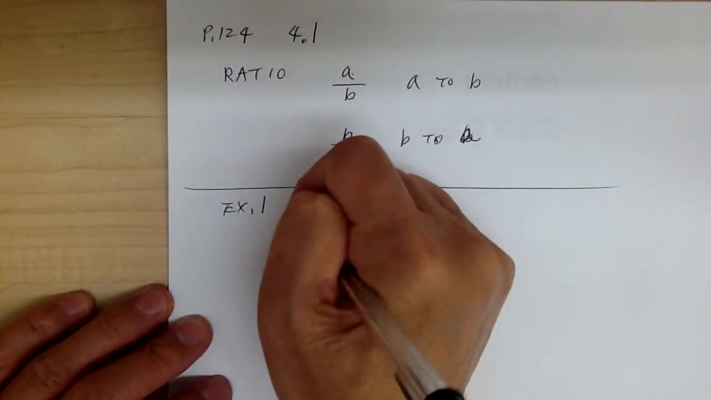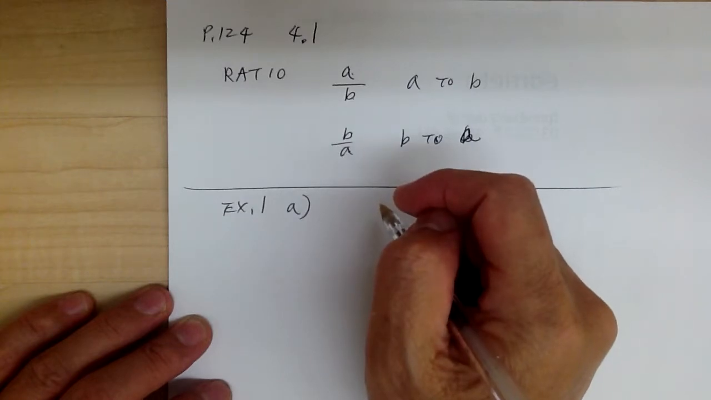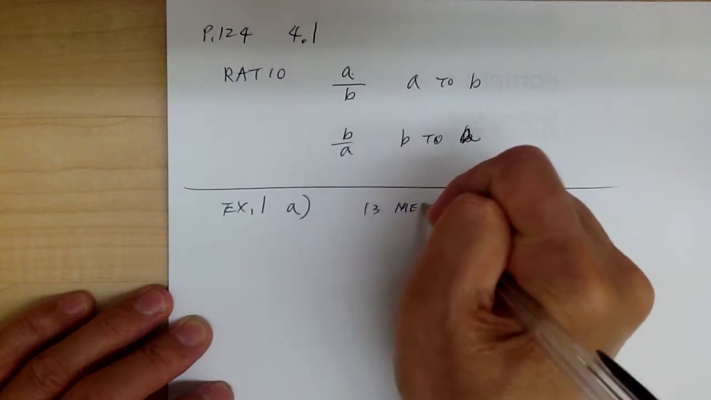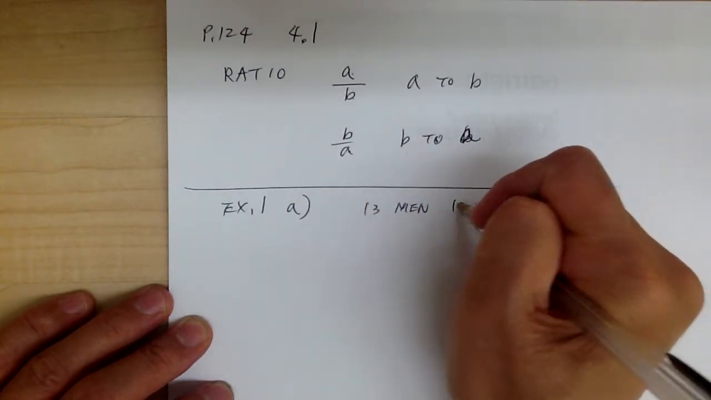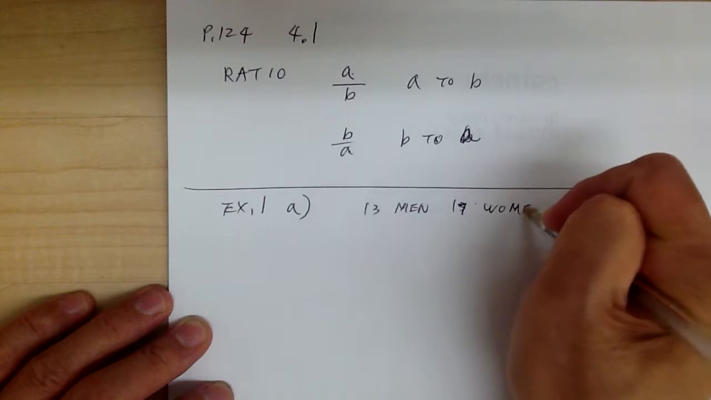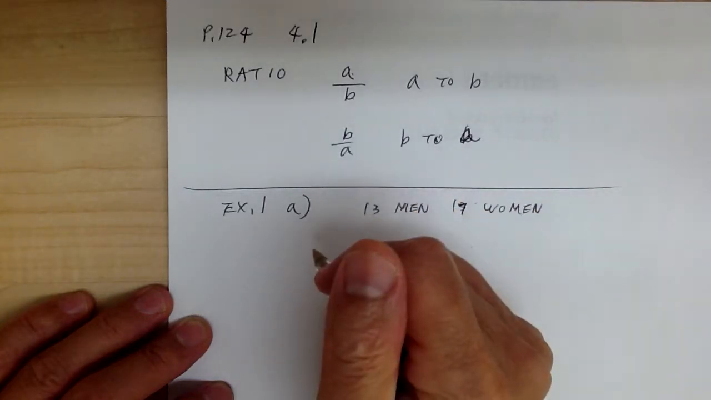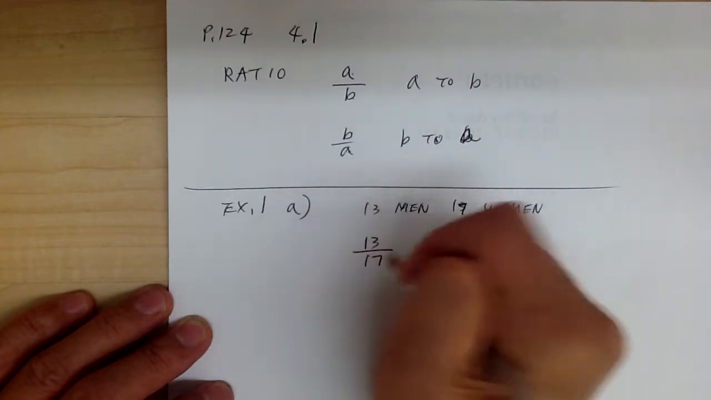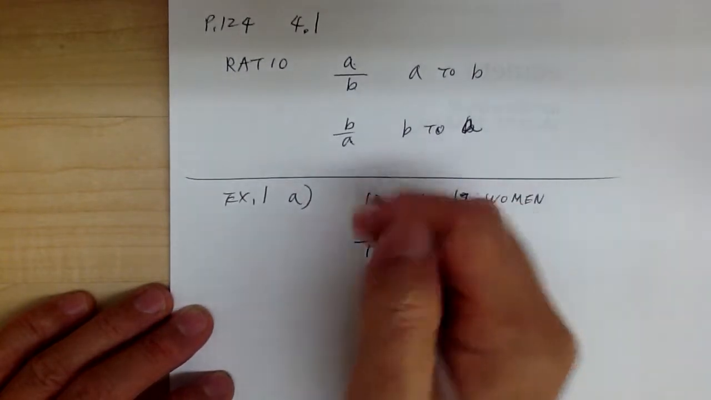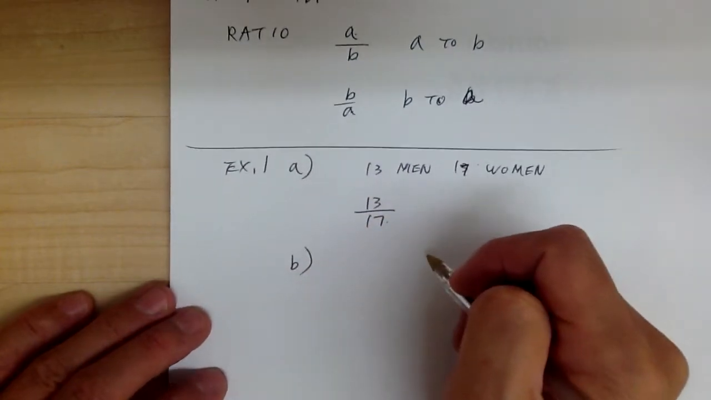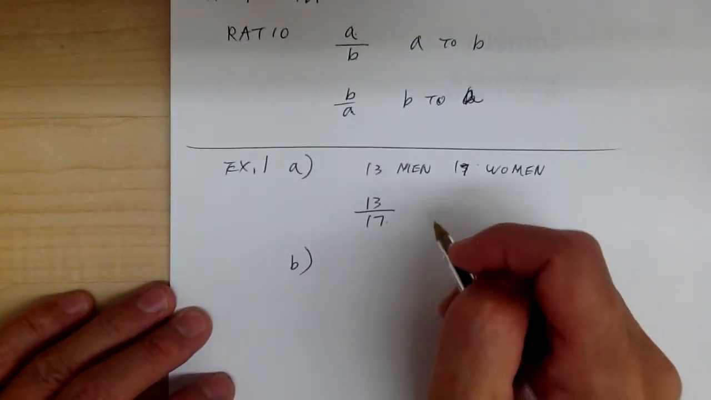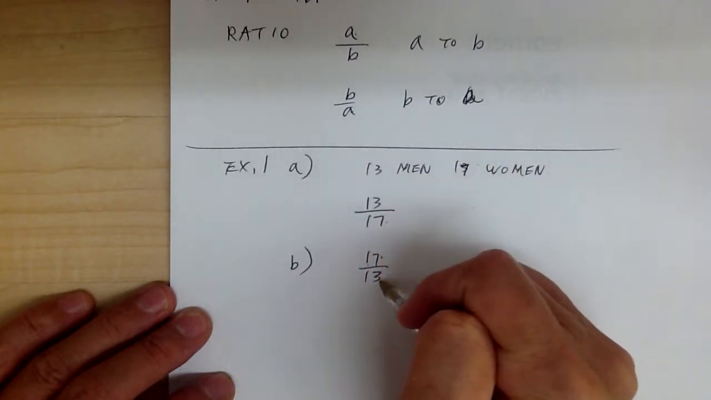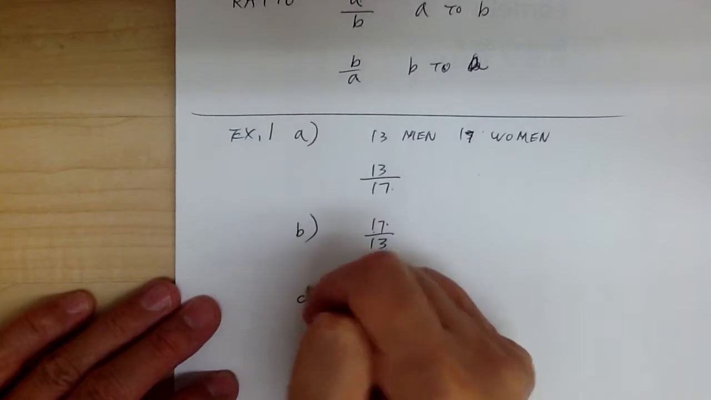So example 1A. It says find the ratio of men to women. So there are 13 men and 17 women. So you're comparing the ratio of men to women. Men to women would be 13 to 17. So it would be 13 over 17. B is the ratio of women to men. So it's women to men, so it would be 17 over 13. So women to men. You have to watch the order very carefully.